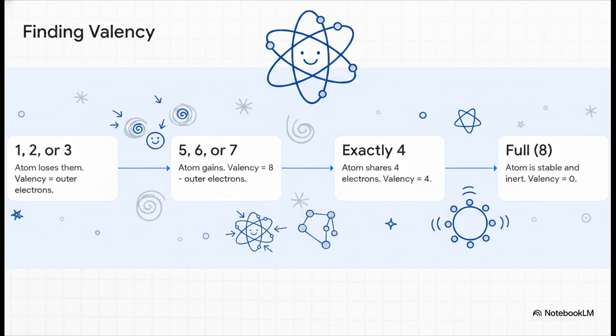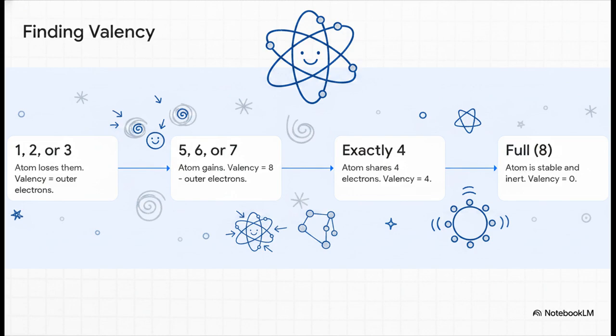If an atom has 1, 2, or 3 outer electrons, it's so much easier to just chuck them away, so its valency is simply 1, 2, or 3. If it has 5, 6, or 7, it's much easier to just steal a few to get up to 8. Just subtract from 8, and there's your valency. If it's got exactly 4, it's a sharer, valency of 4. And if it already has 8, it's perfectly happy, unbothered, and does nothing.